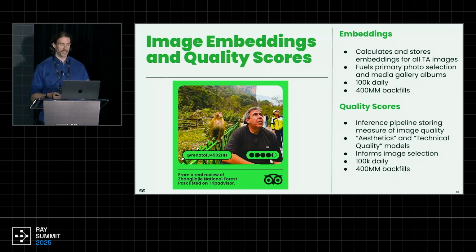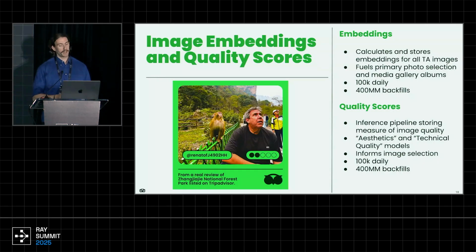albums. So the nice picture of our monkey here was likely scored highly through one of our models, I would say. This runs on a daily cadence with around 100,000 images per day, but if we make changes, for instance, to the embeddings model, we run backfills on all 400 million images that we've got at Tripadvisor. We use an open source Google Vision Transformer model for this as well.